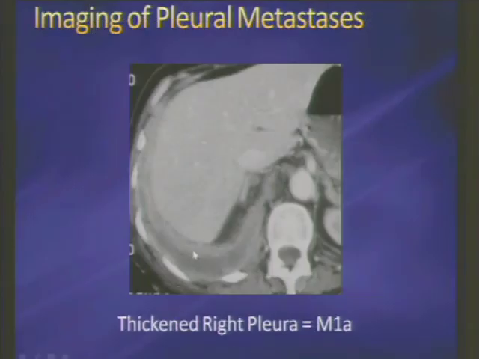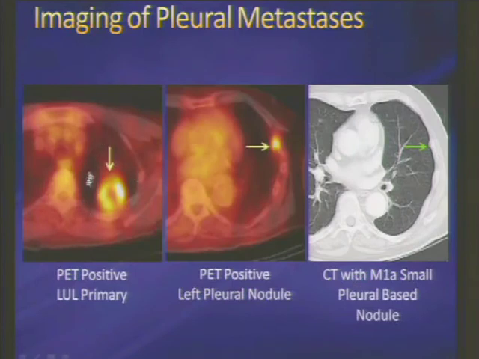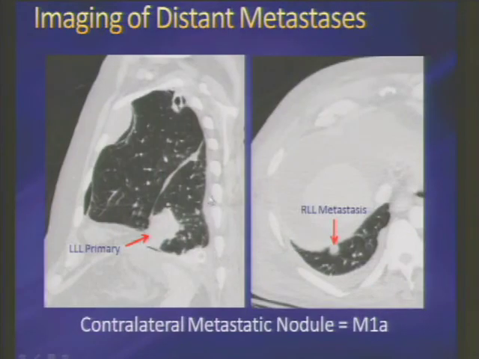Example here of pretty obvious pleural thickening on the right; this would be considered M1a, pleural metastatic disease. In this case, we have a PET positive left upper lobe mass, and you can also see a pleural-based nodule here on the left, very small, that is PET positive, also representing M1a, pleural metastatic disease. It's actually the same case I showed you a little bit earlier with the left lower lobe primary that has the T3 nodule in the same lobe, but there's also another nodule in the right lower lobe, so contralateral lung, classified as M1a metastatic disease.